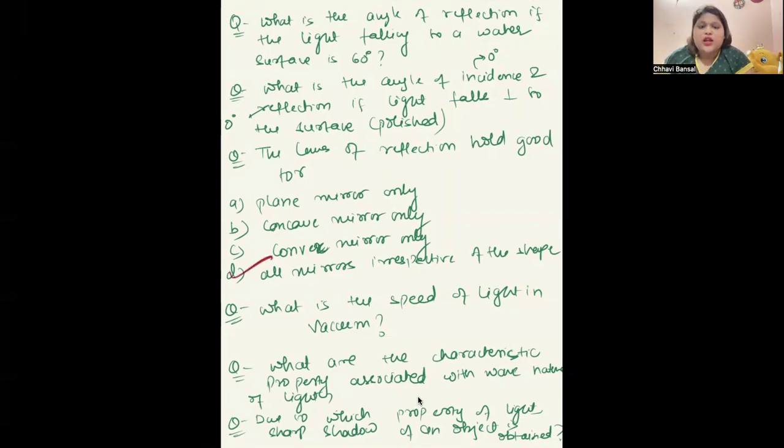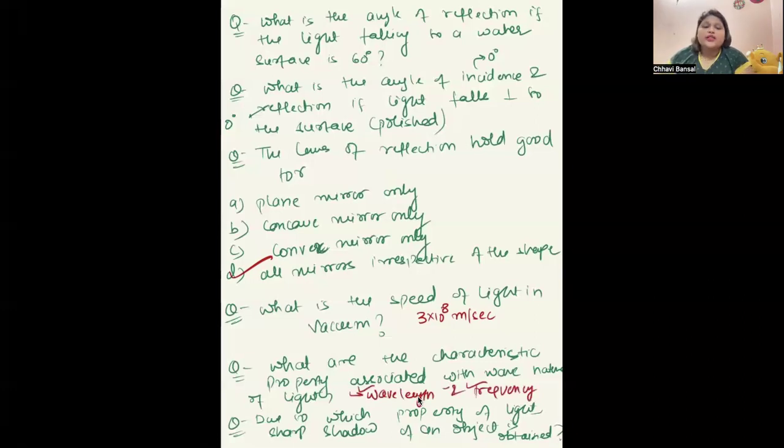Okay. Now, next question. What is the speed of light in vacuum? We already discussed that the speed of light is 3 into 10 raised to power 8 meter per second. Right? Clear? Next question. What are the characteristic property associated with the wave nature of light? This is also we have done. We did it in detail. It's wavelength and frequency. Clear? Energy is associated with both, right? But the characteristic property associated with the wave nature is these two, wavelength and frequency.